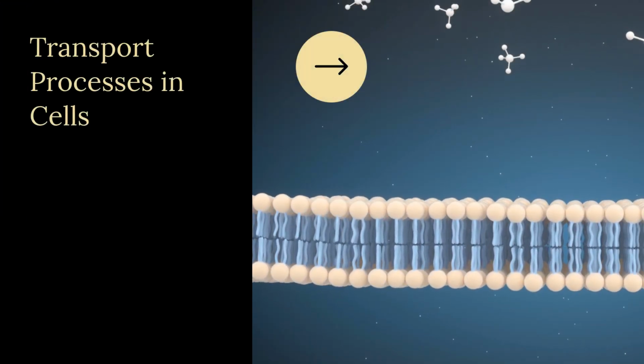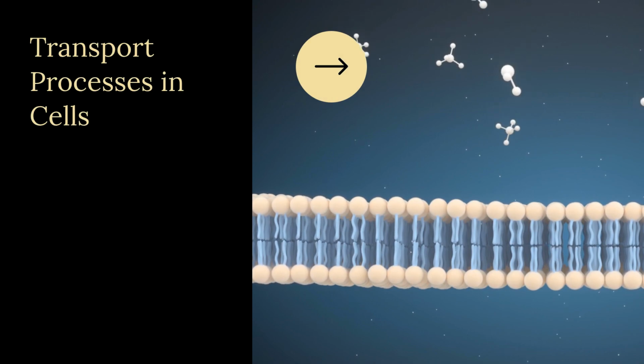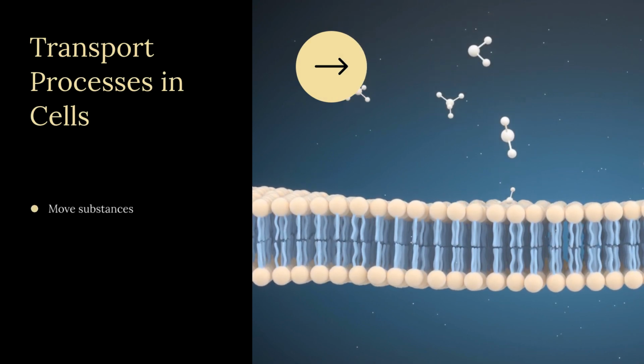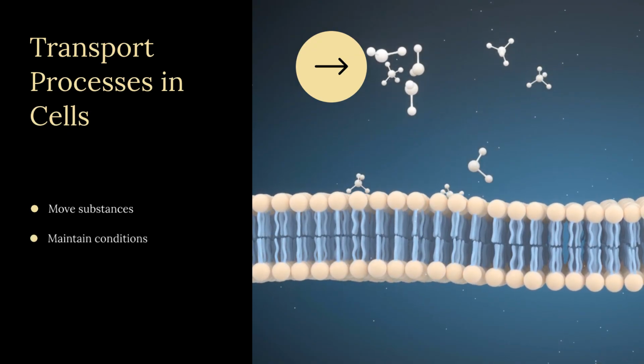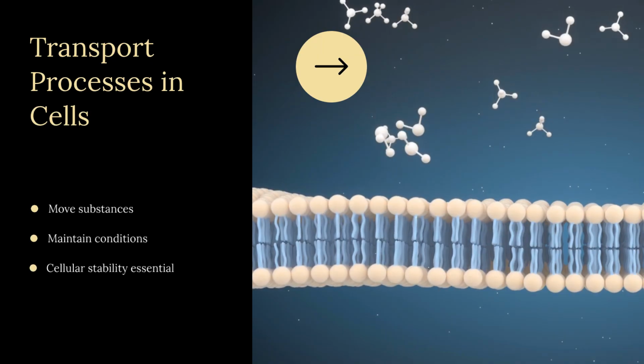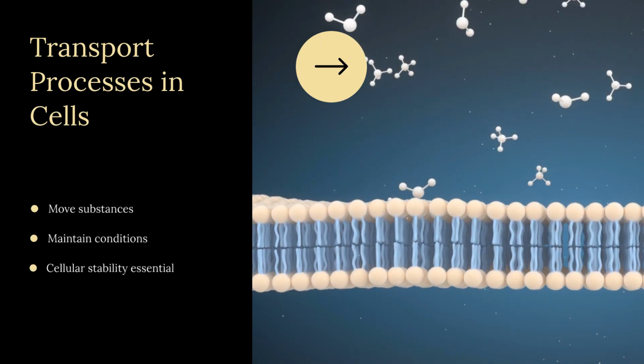All transport processes move substances across membranes. They maintain internal cell conditions. Each process depends on membrane permeability. They are essential for cellular stability. Without these, cells cannot function effectively.